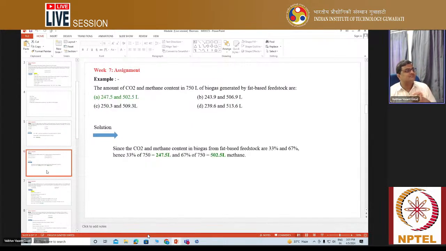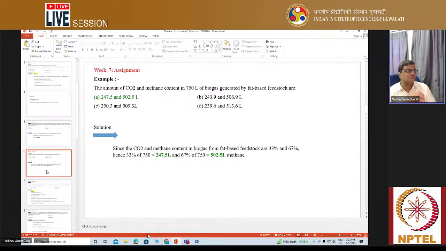Similarly, assignment number 7 is a very simple example again asked in the assignment to solve. If you remember the component of the lecture about biogas, there we specifically mentioned the CO2 yield as well as the gas yield for different biomass systems like fats, lipids, and carbohydrates. It is given in one specific table. So this example is in line with that particular table only. Here the amount of CO2 and methane content in 750 liters of biogas generated by the fat based feedstock needs to be calculated.